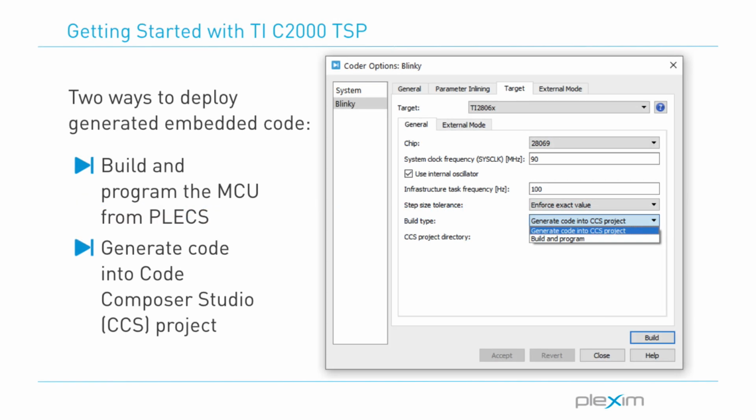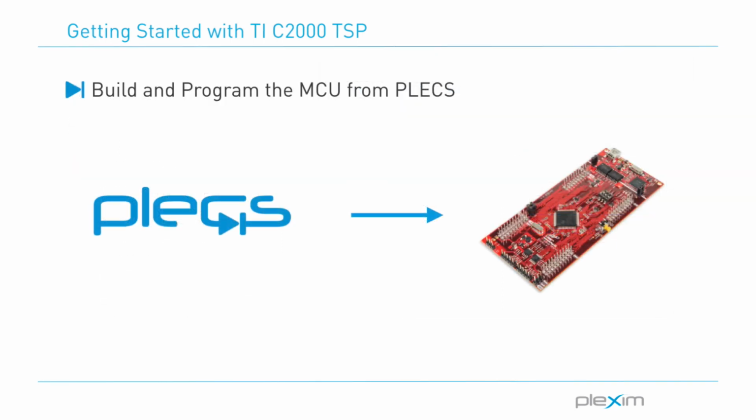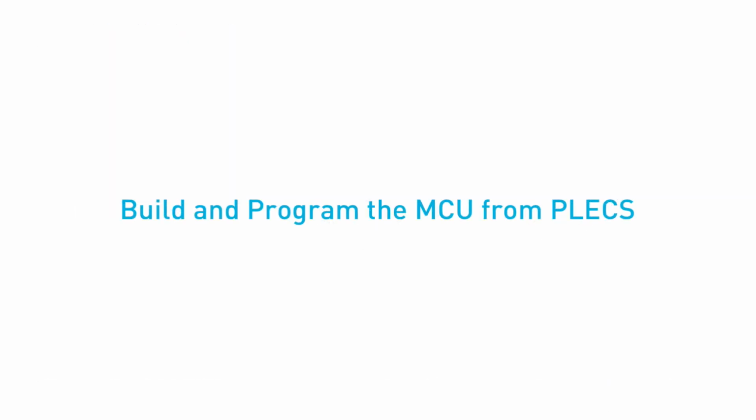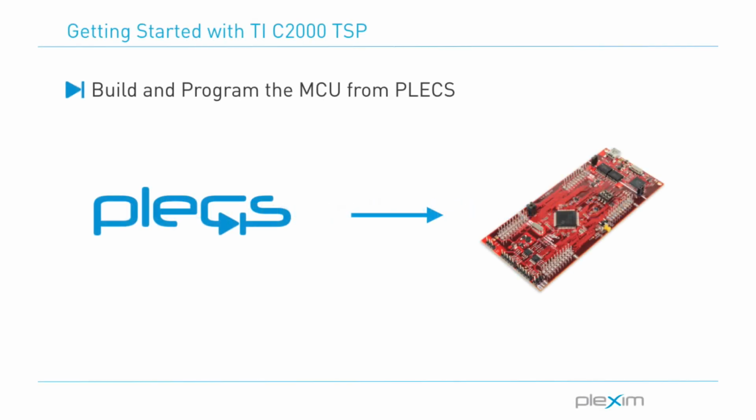There are two ways to deploy generated embedded code onto a TI C2000 microcontroller. The first is to build and program the MCU from PLECS, and the second method is to generate code into a Code Composer Studio or CCS project to then build and program from there. First, let's look at building and programming the MCU from PLECS.